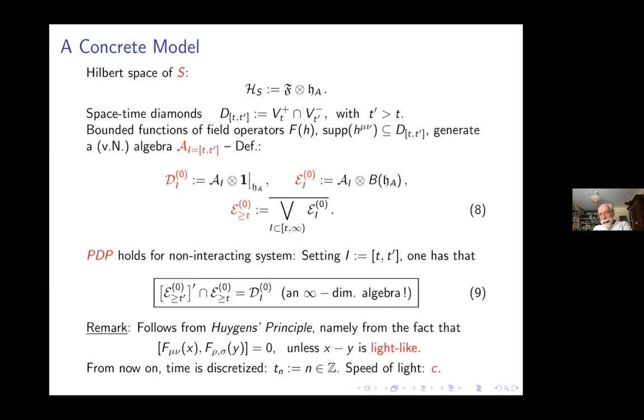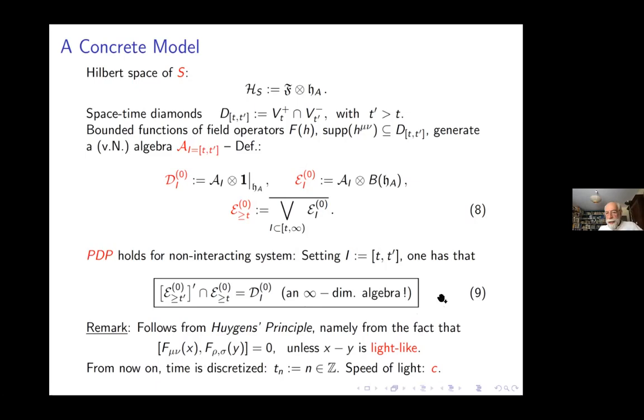How do you understand that equation 9 is correct? Well, it turns out that if you look at two field operators, F mu nu at the space-time point x and F rho sigma, there shouldn't have been a comma between rho and sigma, evaluated at the space-time point y, then the commutator of these two operators vanishes unless the direction from x to y is light-like. This is what Detlef Buchholz would call Huygens' principle in quantum electrodynamics. So if you use this form of Huygens' principle, you can easily deduce from it the principle of diminishing potentialities in the form of equation 9.